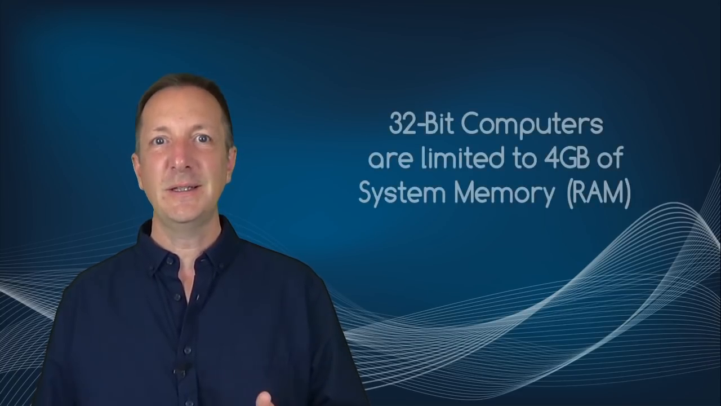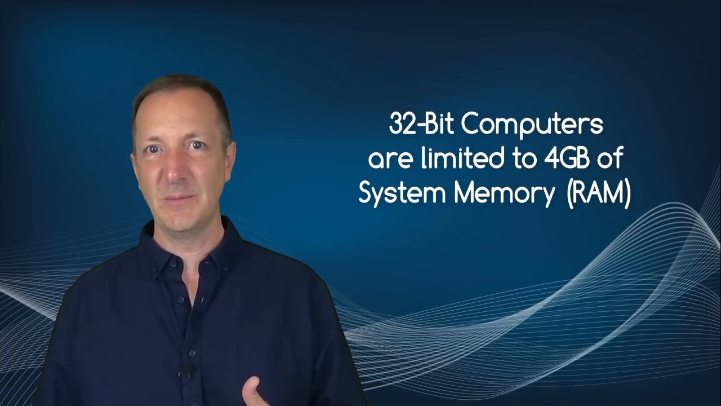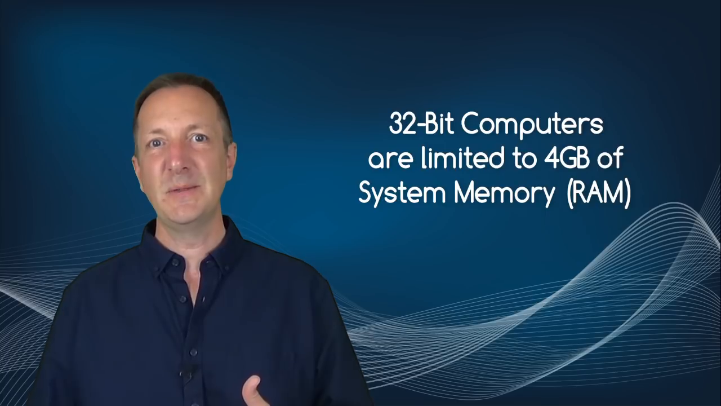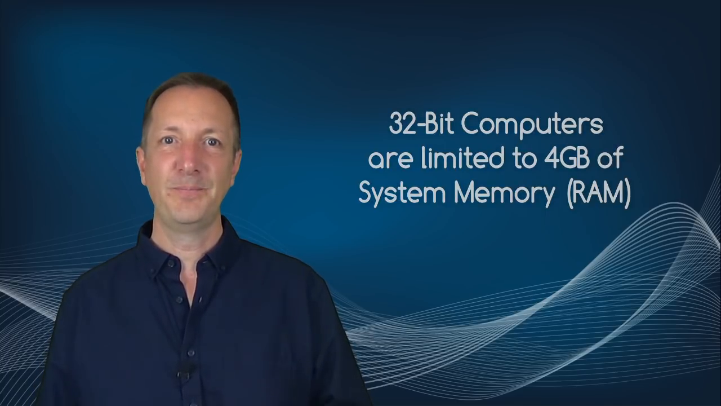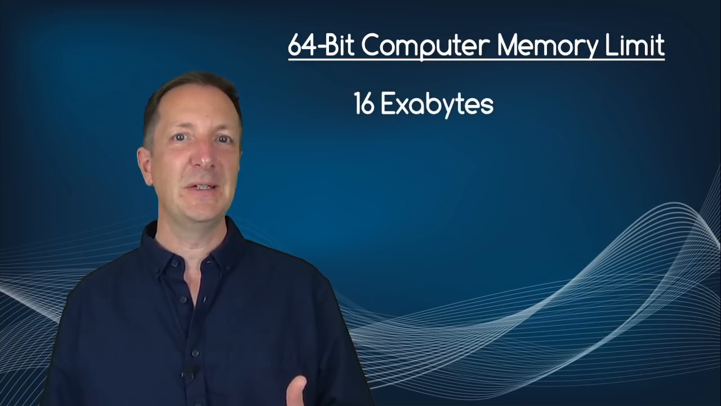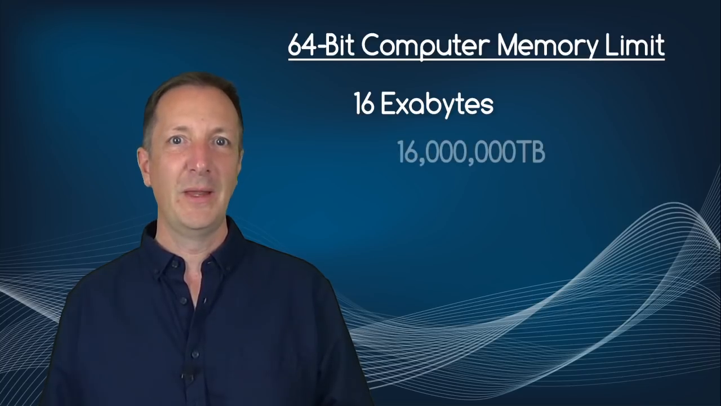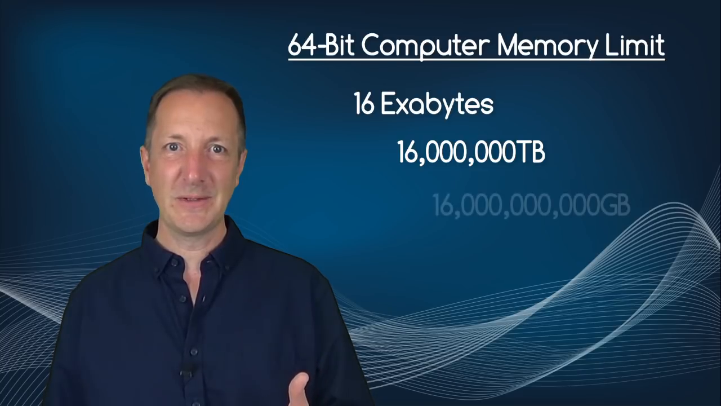Simply put, 32-bit computers are limited to 4 gigabytes of system memory. Whilst this is plenty for some, many people now need more than this. So how much system memory will a 64-bit computer allow? The answer is a little over 16 exabytes. That is about 16 million terabytes. Or to put it another way, about 16 billion gigabytes.